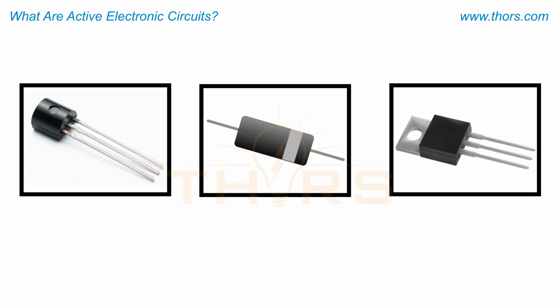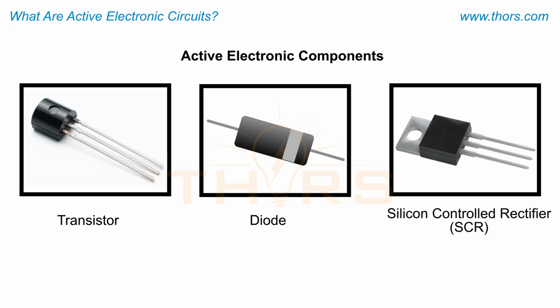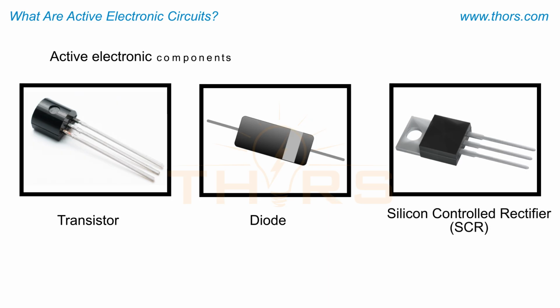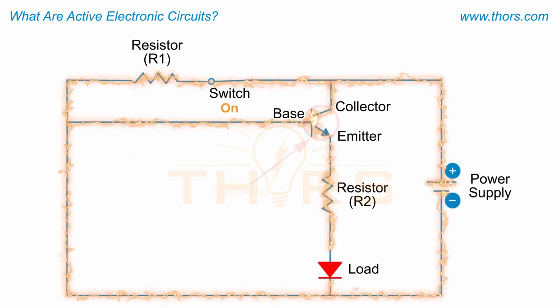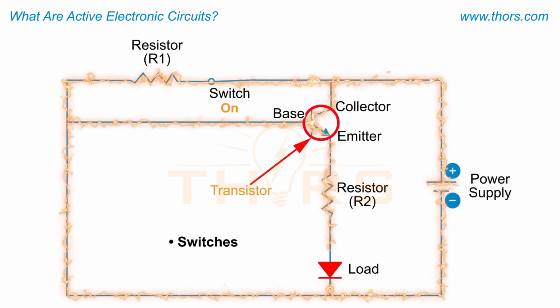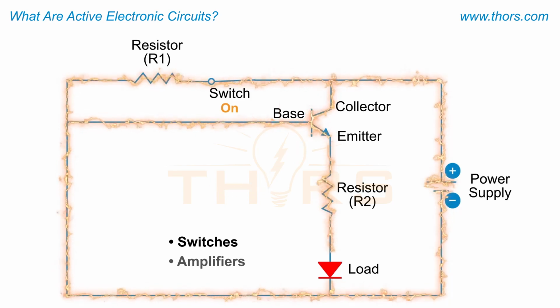Active electronic circuits are electronic circuits that use active electronic components, such as transistors, diodes, and silicon controlled rectifiers, or SCRs. Active electronic components require an external power source to operate. Transistors are commonly used as switches to control current flow and as amplifiers to increase the strength of electrical signals.